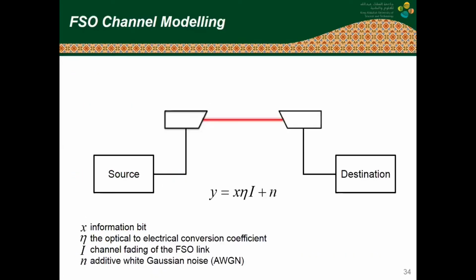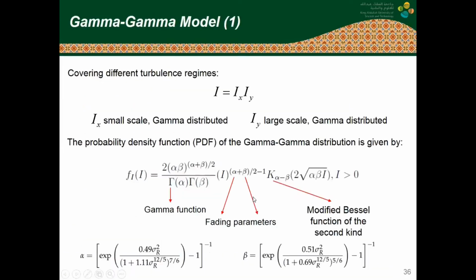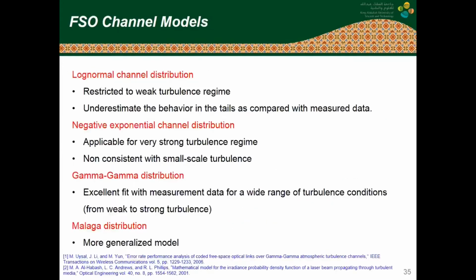Now, X is your transmitted signal. Eta is just a coefficient, 0.8, 0.7, depending on the technology you're using. N is this Gaussian noise. Now, I is this channel fading or channel turbulence coefficient. There are different models that have been proposed over time. I can be modeled by a log-normal distribution. This is good enough for weak turbulence conditions where your scintillation index is small. It can also be modeled by a negative exponential, basically an exponential distribution.